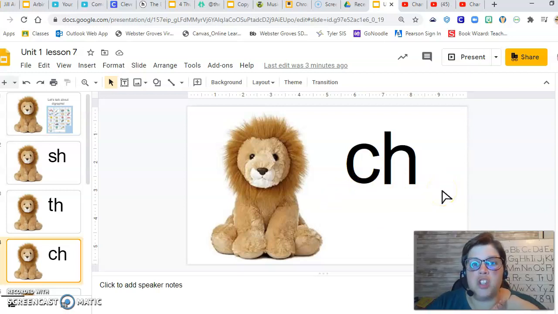Think about Chuck E. Cheese. Ever been there? I have somehow avoided that. We have not been there in my family yet. I don't think my kids know that it's real.